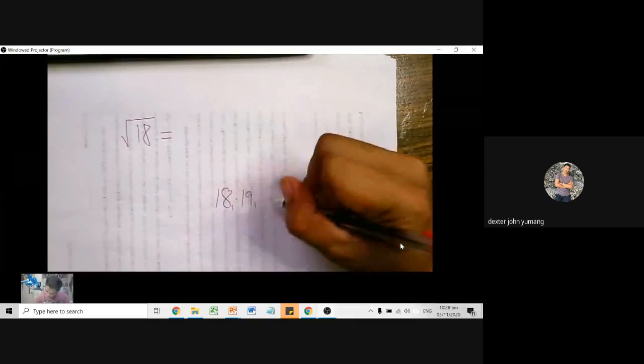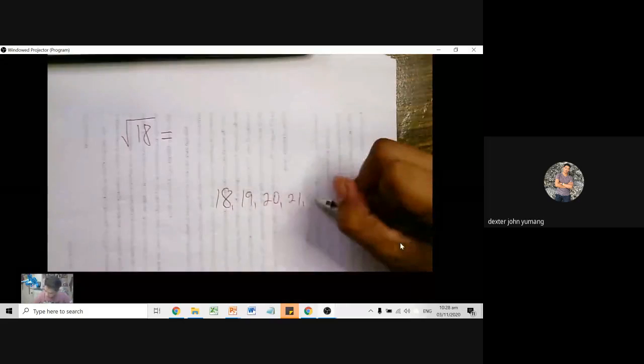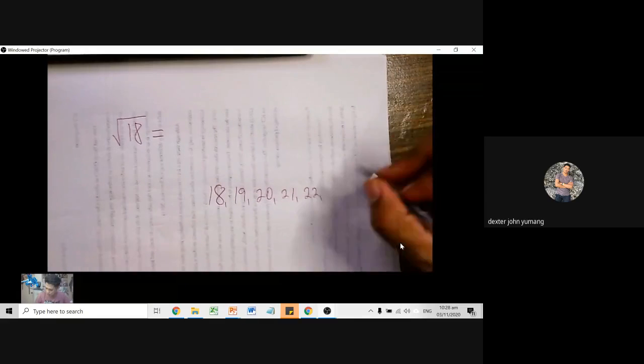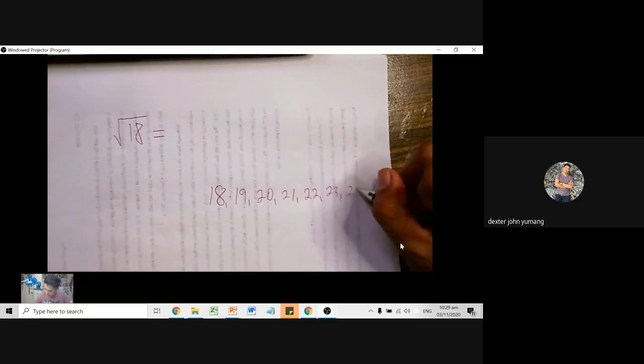Square root of 18. So, isulat ang 18. 19, 20, 21, 22. Meron na ba? Meron na bang perfect square? Wala pa po. 22, 23, 24, 25. Meron na ba? Opo, meron. Ano na? Ano yung number?